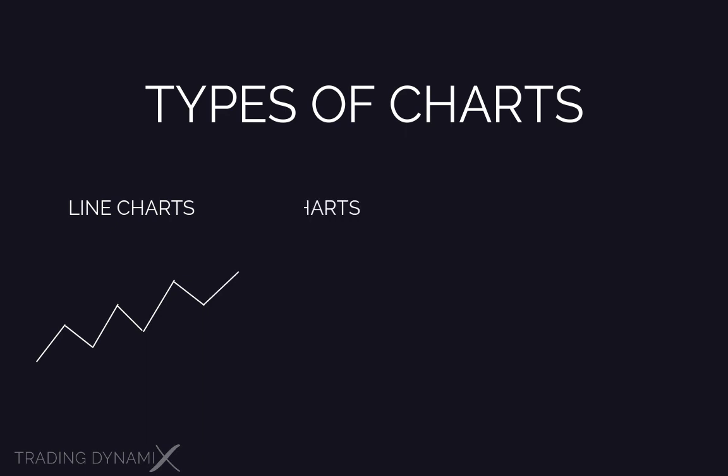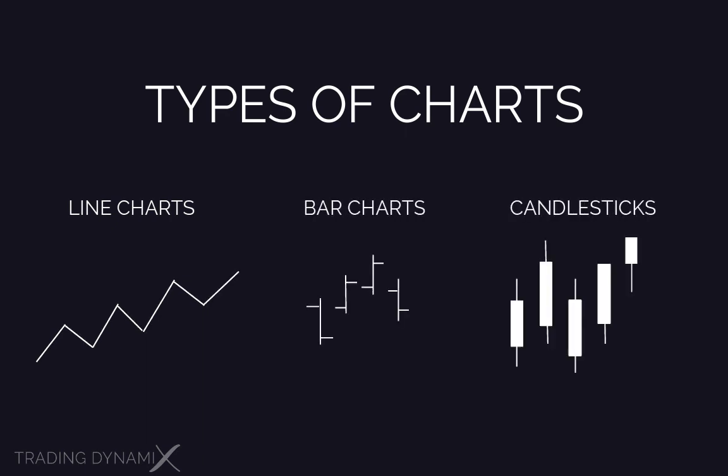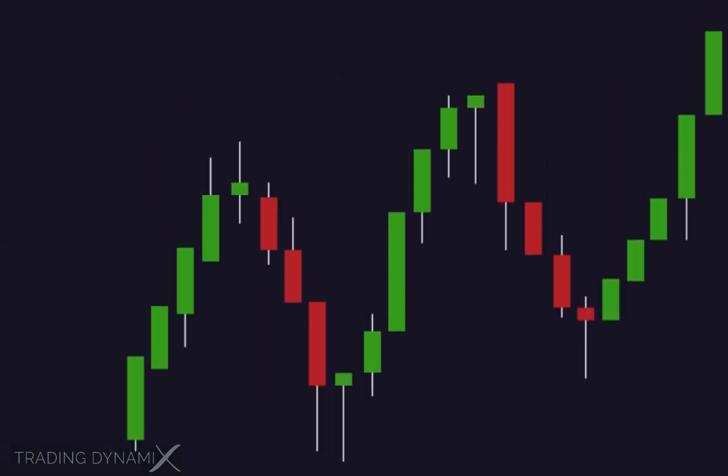There are a few types of charts: line, bars, and the Japanese candlestick chart, or simply candlestick. I believe they are the most popular ones and my favorite.